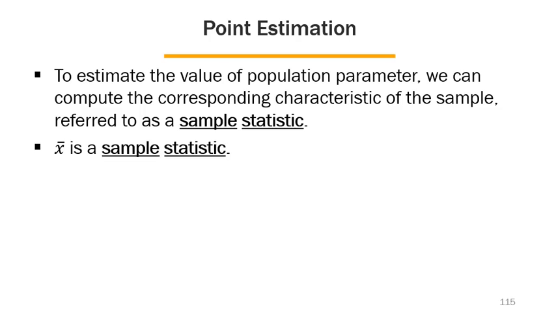So to estimate the value of a population parameter, something like mu, we can compute the corresponding characteristic of the sample, from the data that we collected. This is referred to as a sample statistic. For example, x bar is a sample statistic. We might use it to estimate, again, mu. Mu is the population parameter for the mean, the population mean.